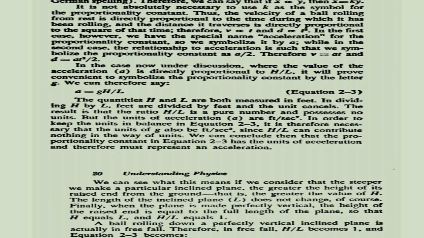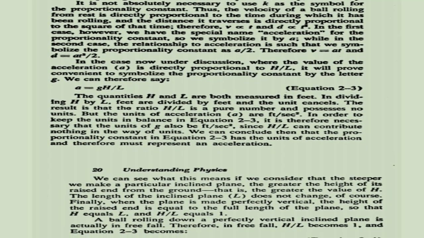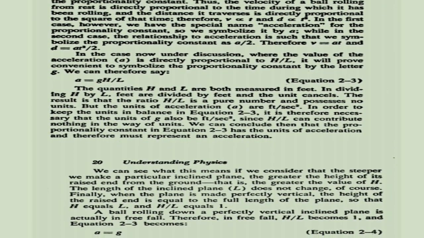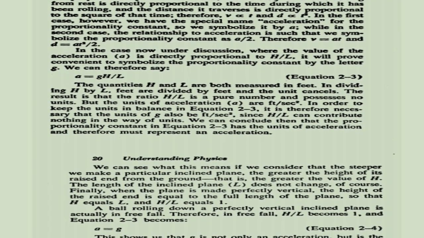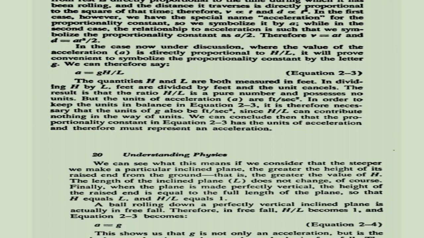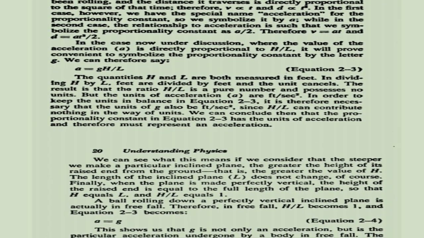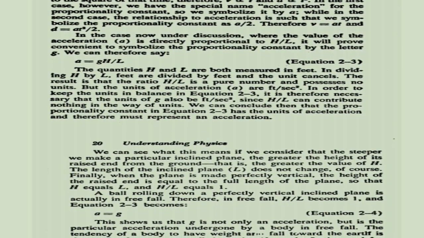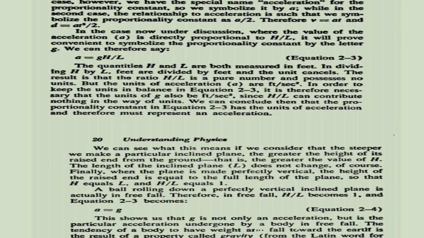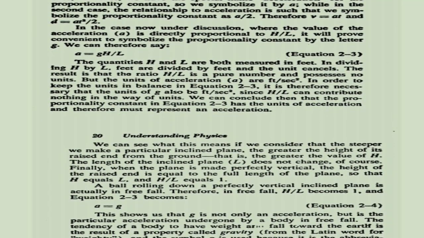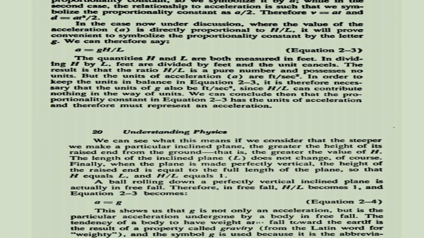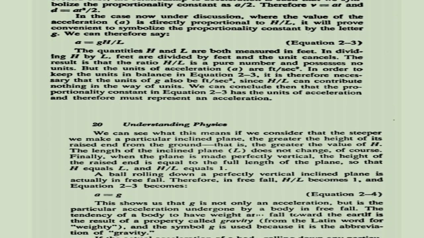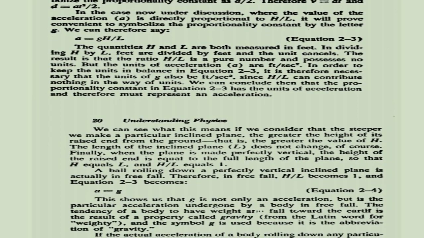A ball rolling down a perfectly vertical inclined plane is actually in free fall. Therefore, in free fall, height divided by length becomes 1, and equation 2-3 becomes acceleration equals g. Equation 2-4. This shows us that g is not only an acceleration, but is the particular acceleration undergone by a body in free fall. The tendency of a body to have weight and fall toward the earth is the result of a property called gravity, from the Latin word for weighty. And the symbol g is used because it is the abbreviation of gravity.